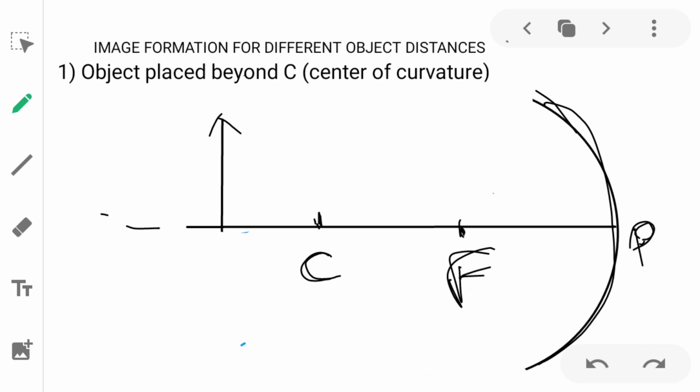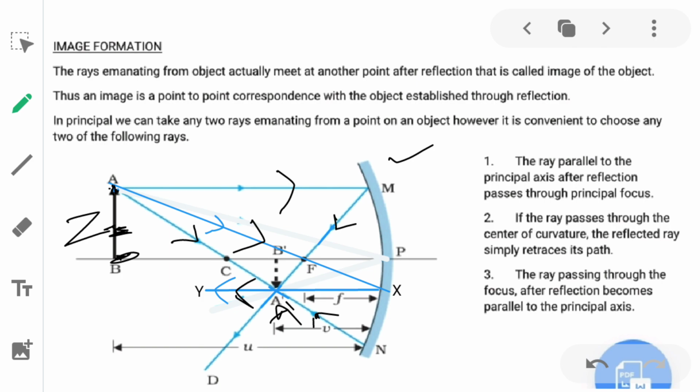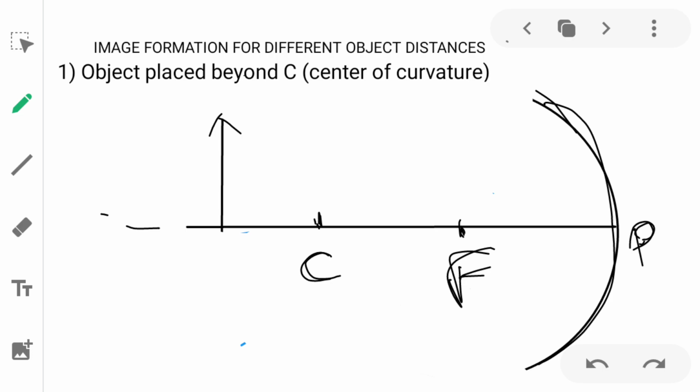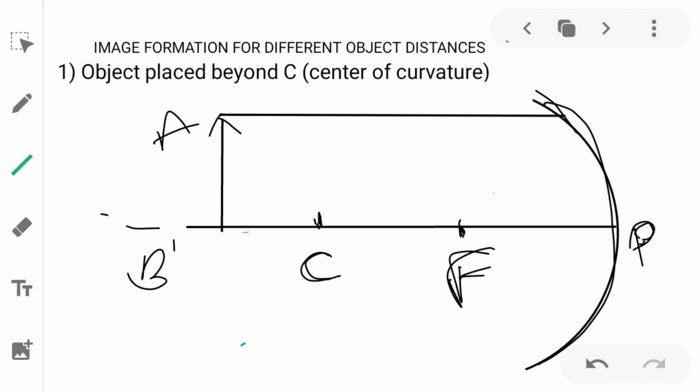For that, we can consider any two rays among these three. I will consider the first and the third one. Now we shall draw the first ray. This is our object AB. The first ray is parallel to the principal axis. Now after reflection, this ray passes through the principal focus.